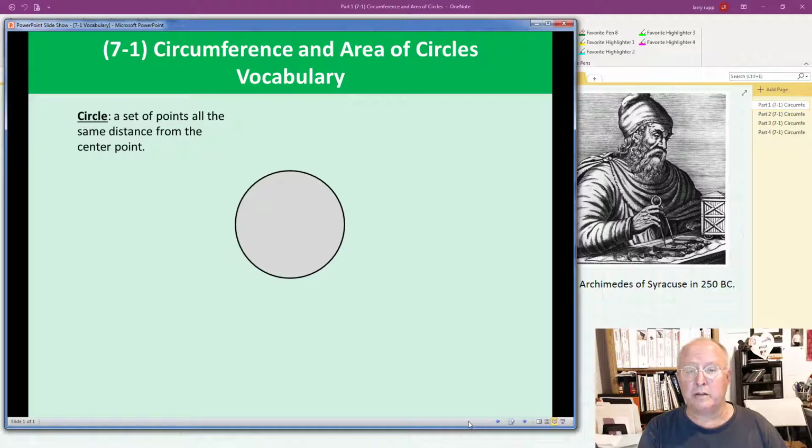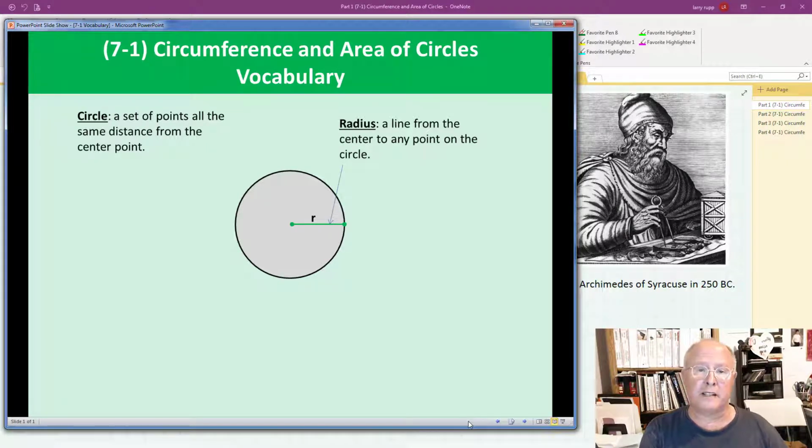Now I haven't drawn the center point in this circle, but pretend it's there. That circle, the black line, is all the points that are the same distance from that center. Okay. All right, so what's the next piece? A radius. A radius is a line that goes from that center point to any point on the circle. Anywhere along that circle's edge, from the center to that edge, is the radius. That's usually denoted by a little r right there.